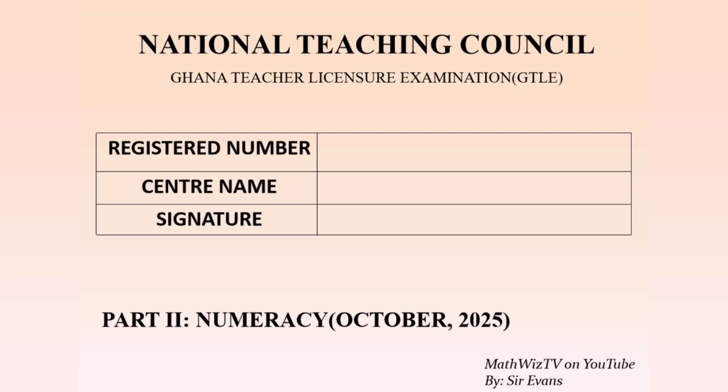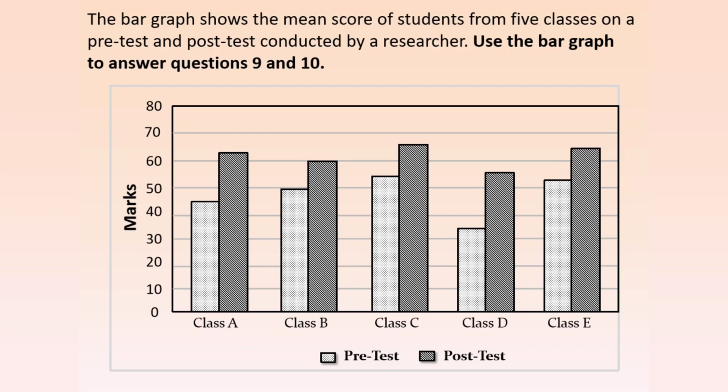So this one, let's quickly look at some of these questions as we solve some of them. Today we are looking at question 9, question 10, and question 11. We shall be taking them one after the other. All right, so let's quickly look at our first question. In this question, the bar graph shows the mean score of students from 5 classes on a pre-test and post-test conducted by a researcher. Use the bar graph to answer questions 9 and 10.